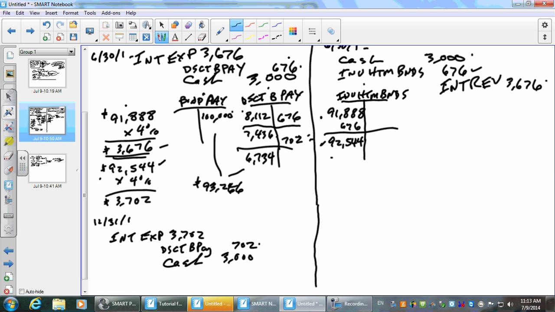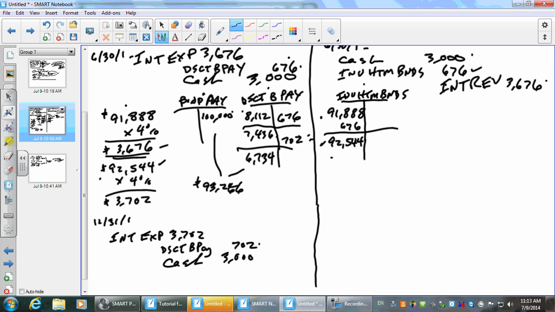All right, 93,266. And then we take that times 4%, we'd have the next one for the next 6 months, wouldn't we? And so this discount amortization, the interest keeps going up because we keep borrowing more. We're kind of borrowing the interest. Got the idea? Okay? Because we have more interest expense than we do cash going out. So it's like we're borrowing the interest.